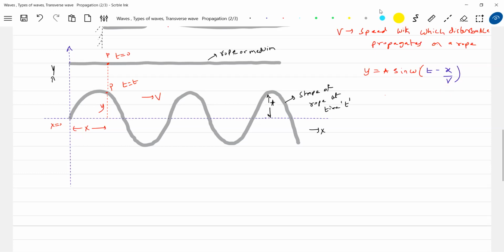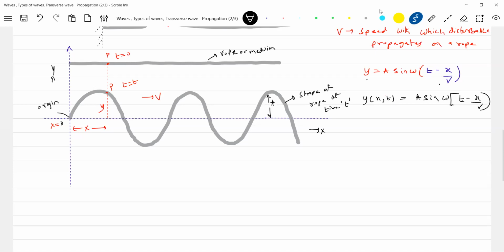Now we have to express all the things. What do you mean by x? What do you mean by y? Y is the displacement of a point on a rope. And x is the position of a point on a rope from the origin. I'm defining this as the origin, or reference point. Therefore we will write it as y of x, t. This is the correct form. Y of x, t means at a given instant of time, a particle at a given position, its motion is defined by this particular equation.